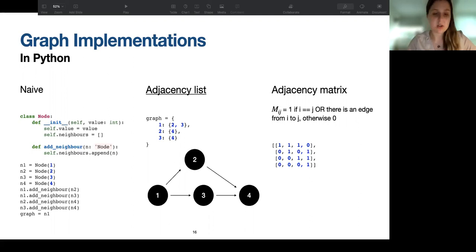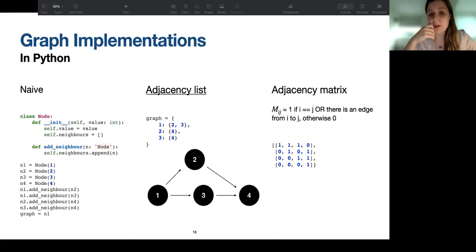This implementation is not very widely used in practice. Another kind of graph implementation that you can use is called adjacency matrix. It's the one on the right side.